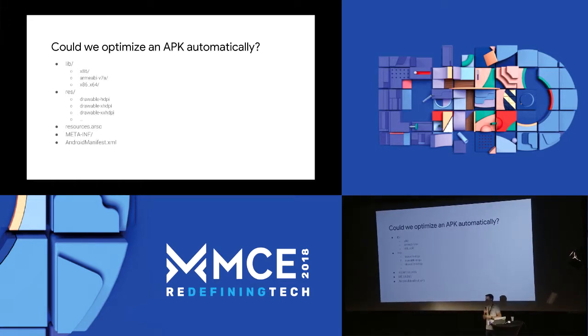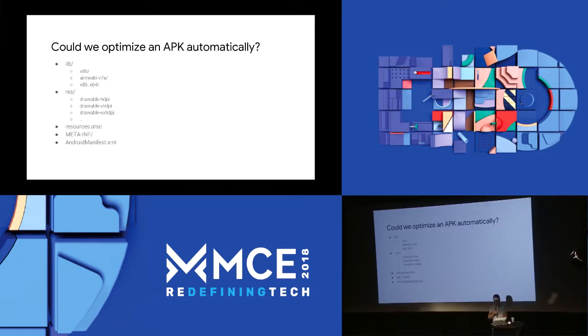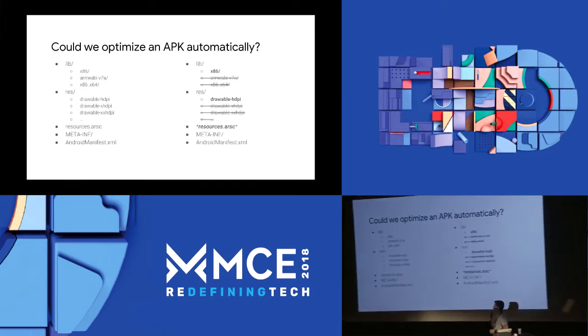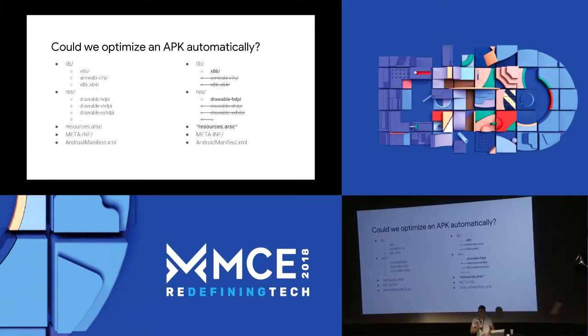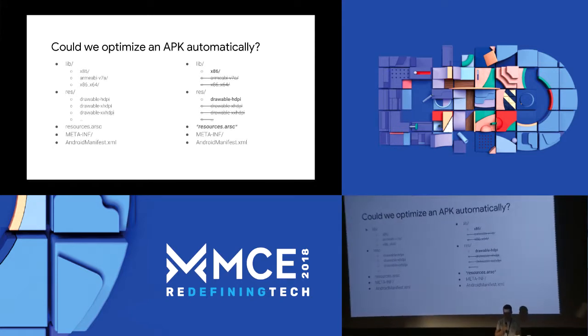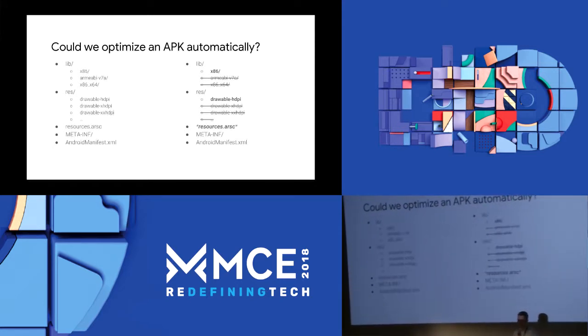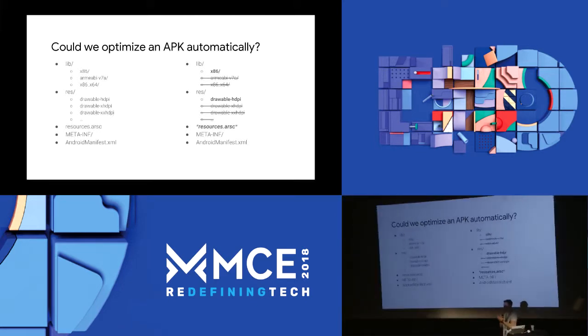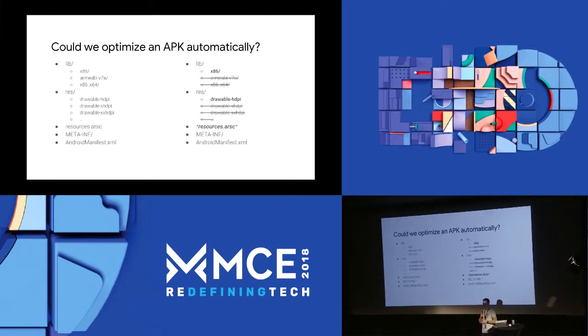So could we optimize an APK automatically without developers having to do anything? Well, theoretically, we could remove some stuff from there. So we could just remove the folders that are holding the native libraries that are unused on a specific device. We could try to remove drawables. But then we would have to edit the resource table, and we would also have to edit it to remove additional languages. And actually, strings can weigh a lot.